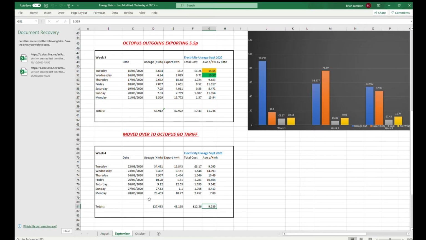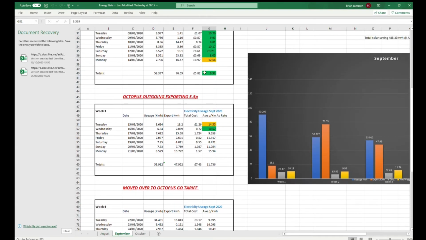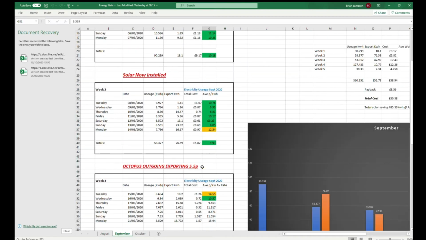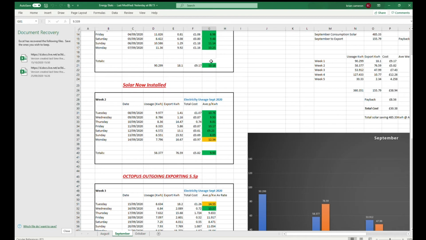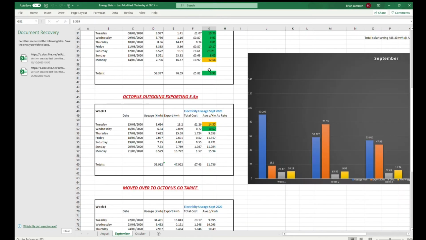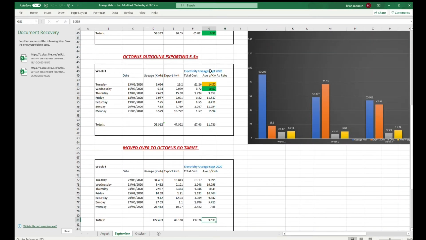Obviously, if you use a lot at 5p, then your weighted average is going to come down. But yeah, 950 versus 990 there, and 11 didn't seem to, and 1018. All right, it's a penny, isn't it? Didn't seem to make a massive difference, because remember, when you go over to Octopus Go, you've only got 4 hours at 5p. The rest of the day you're at about, I think it's 13.5.